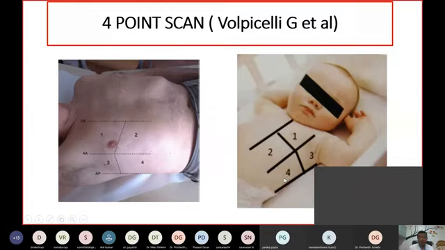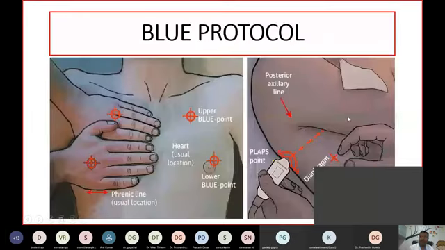The PLAPS point is nothing but, say in newborns, arbitrarily you draw a line at the level of the nipple or just below the level of the nipple, trace it back to the posterior axillary line, and put the transducer over there, and that's the PLAPS point. Again, your orientation marker should face cephalad, toward the head. You can go a bit more posterior, so you have to do scans at 4 points on either side and PLAPS on either side, so at least 10 points scanned.